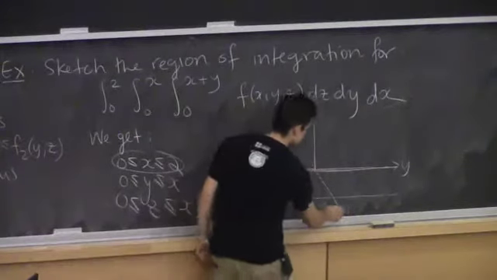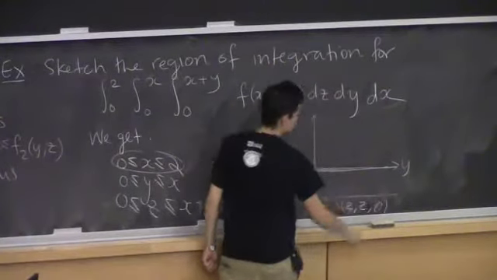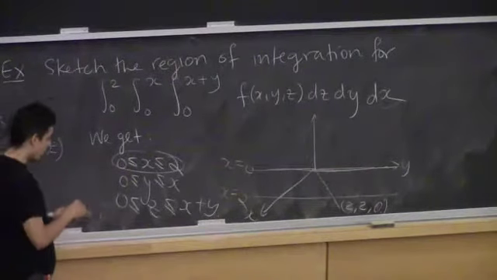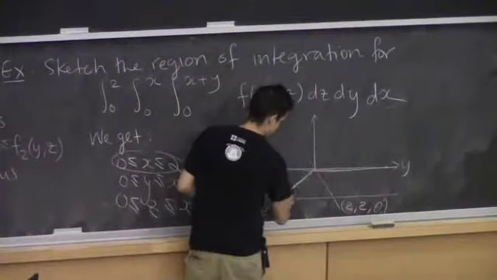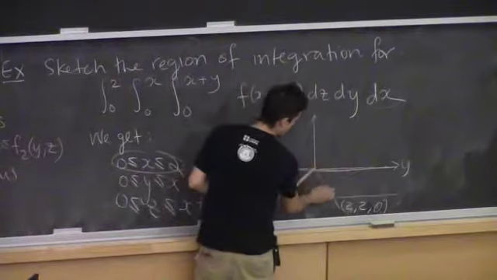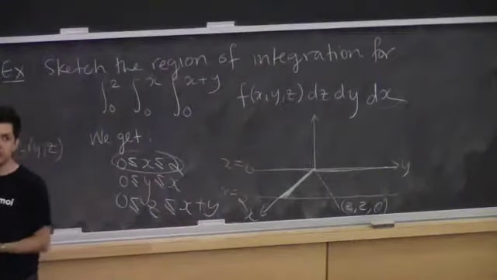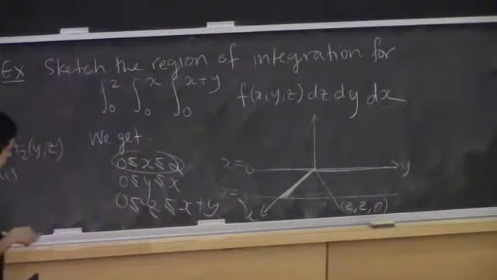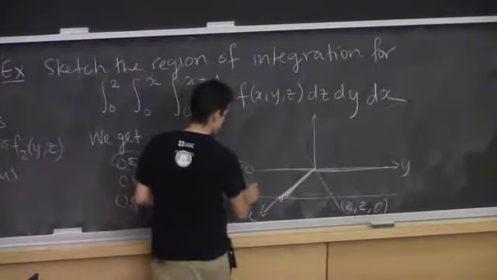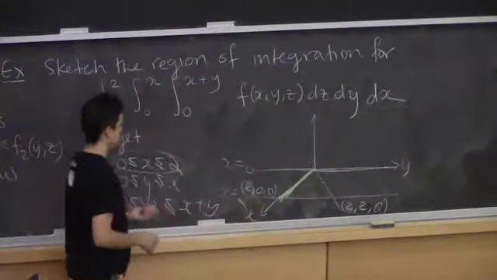Okay, so this point of intersection is 2, 2, 0. And we're saying that y is bounded between y equals 0 and this line coming towards us. Okay, so that's the base of the region that we care about. We should also say where this point of intersection is, at 2, 0, 0.